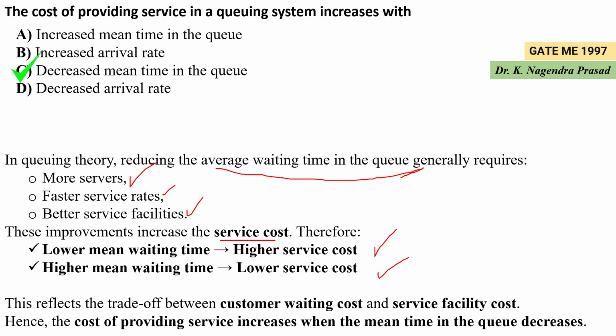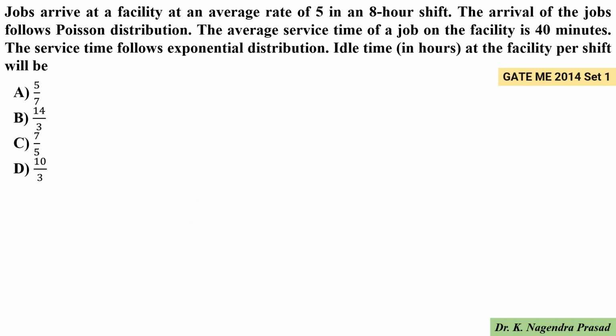So in this regard, option C, the cost of providing service in a queue system increases with decreased mean time in the queue. Option C is the correct answer. Let's see the next question.